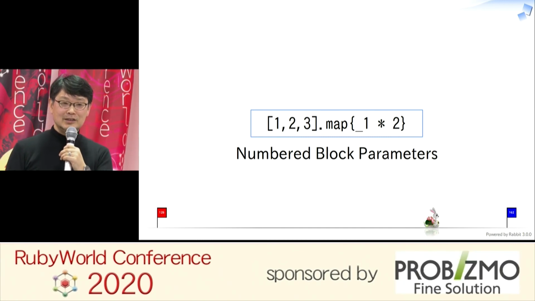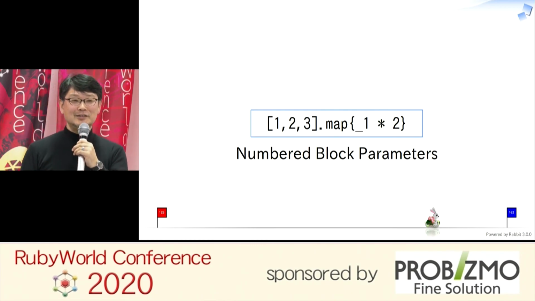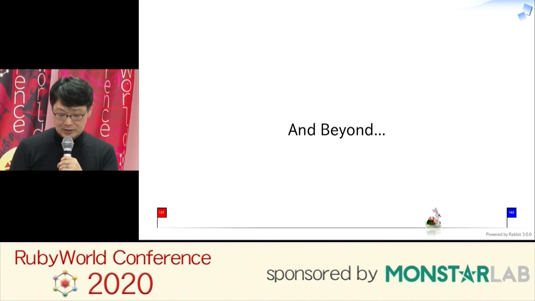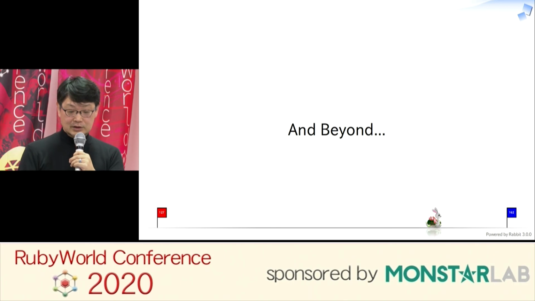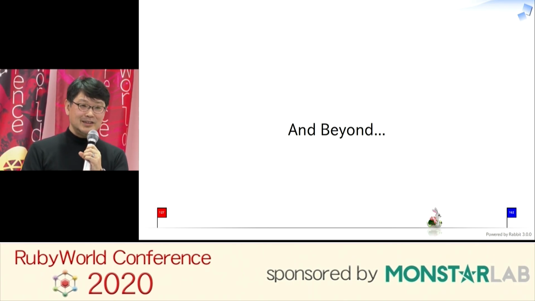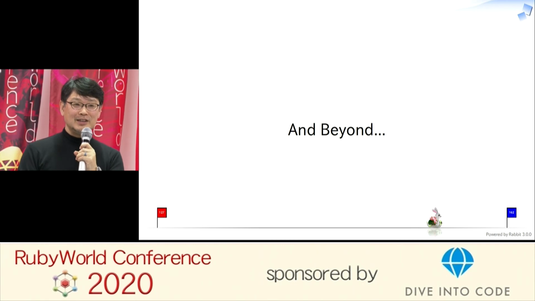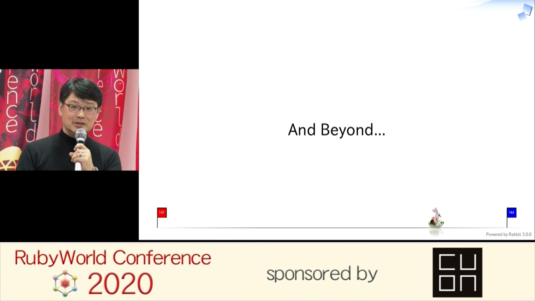And if we have a map made into twofold, the first parameter is this, and the second parameter is that. We can have the numbered block parameters, and these are in Ruby 3, which will be available shortly. Unfortunately, the new functions added to the new version are not used by many people, so some of them are in an experimental state.